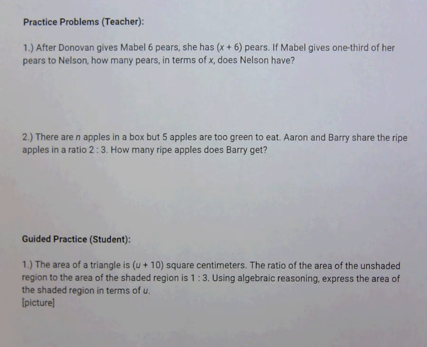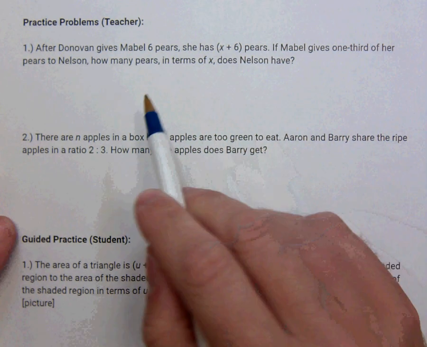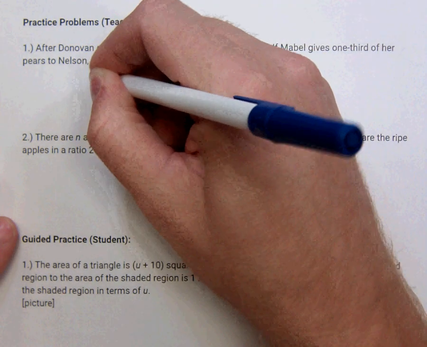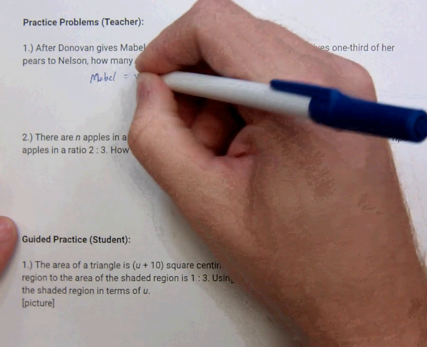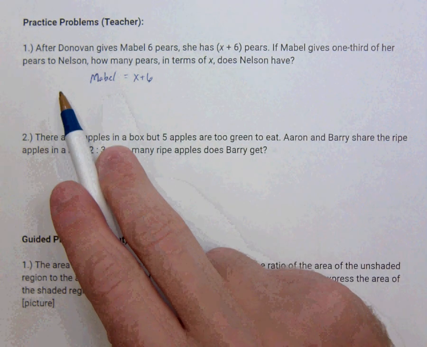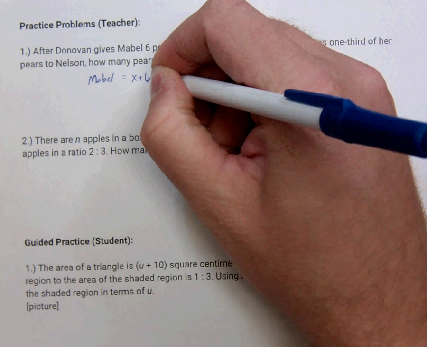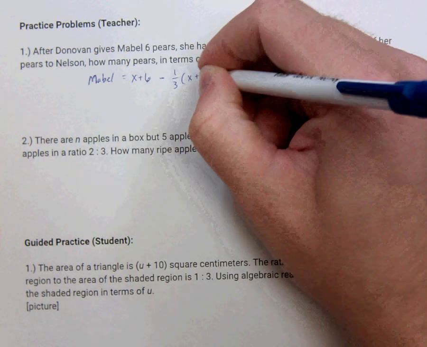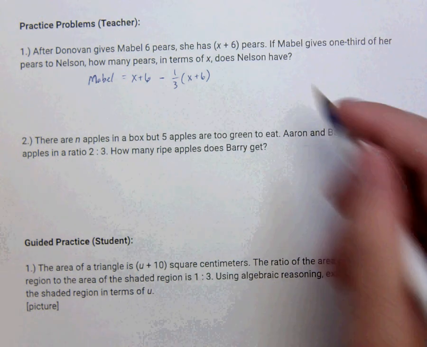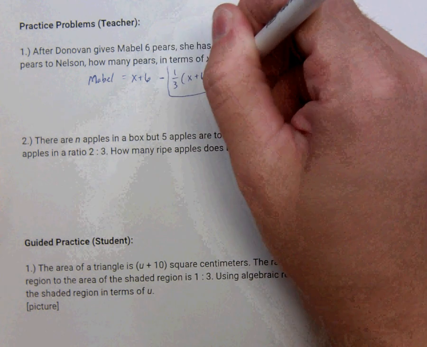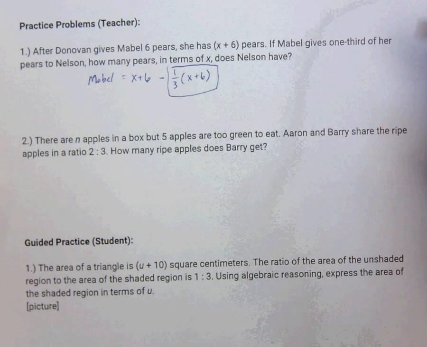After Donovan gives Mabel 6 pairs, she has x plus 6 pairs. I believe Donovan gives Mabel 6 pairs, so now Mabel equals x plus 6 pairs. If Mabel gives 1/3 of her pairs to Nelson, so now we're subtracting 1/3 of x plus 6. How many pairs in terms of x does Nelson have? Well, that's what Mabel has, or subtract, really what Nelson has is this. I hope that's obvious where I got that.